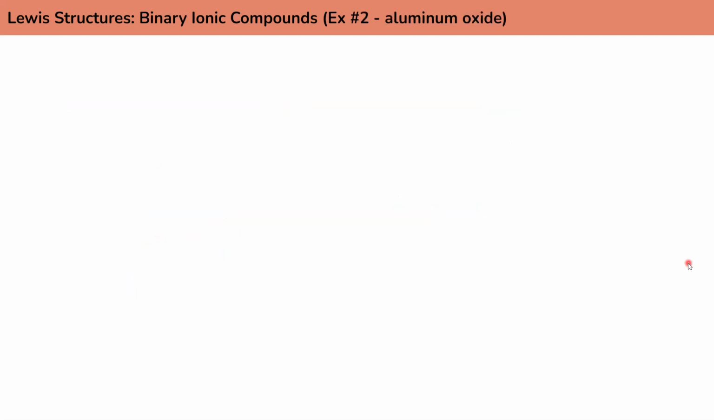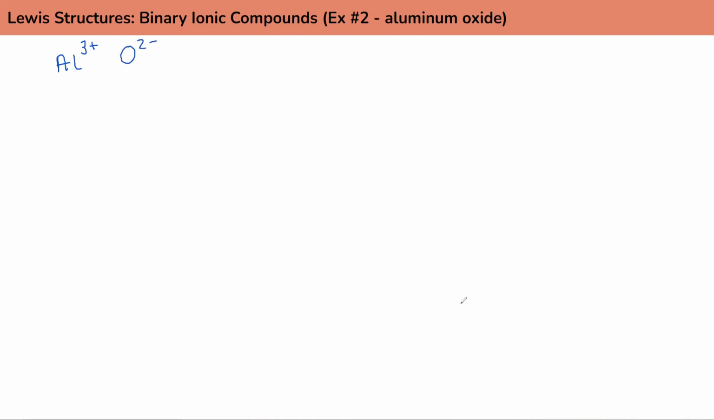In our next example, we will be looking at aluminum oxide. So again, we need to start by figuring out how many of each we have. The element symbol for aluminum is Al, and it has a 3+ charge. The element symbol for oxygen is O, and it has a 2- charge.